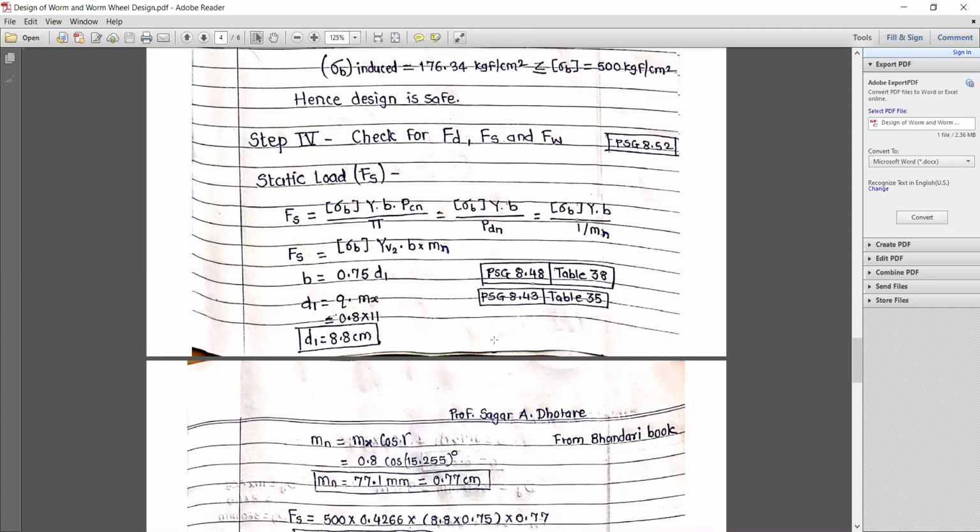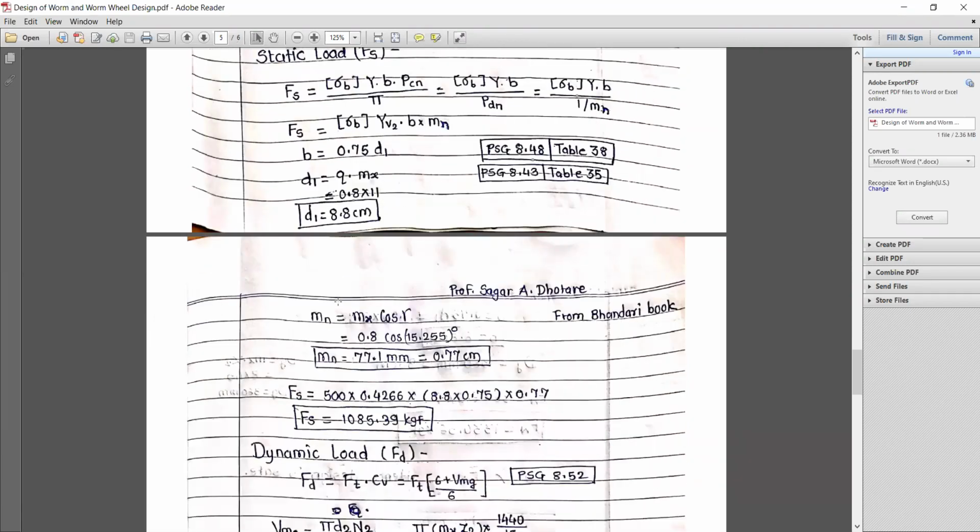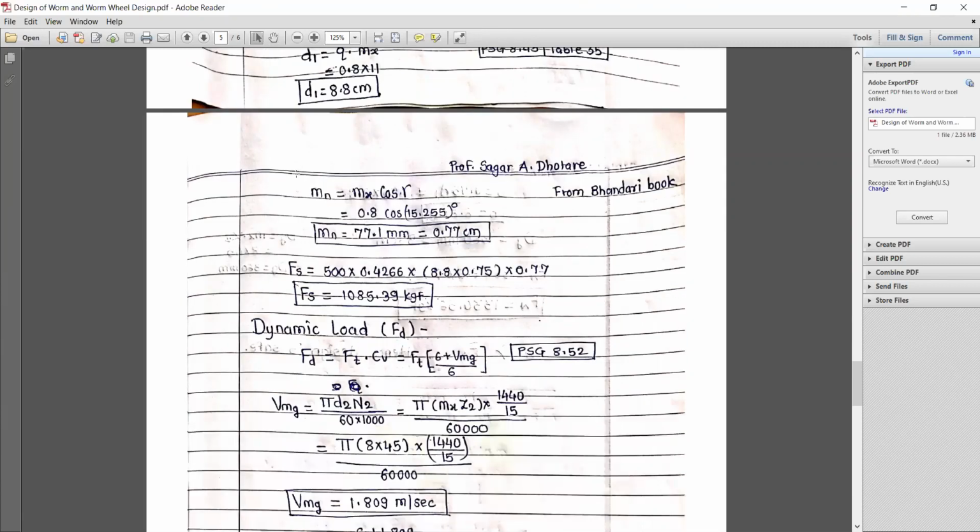With respect to the empirical relation, b is equal to 0.75 d1, PSG page number 8.48, table number 38. So d1 is equal to q into mx, referring to PSG page number 8.43, table number 35. So we get d1 is equal to 8.8, as q is equal to 11 and mx is equal to 0.8. Now this relation is not present in the design data book, so you have to learn this equation by heart.